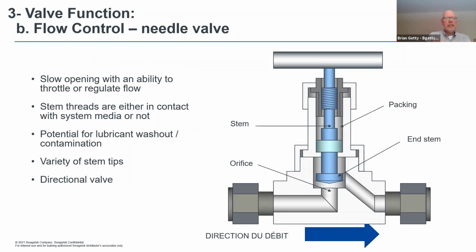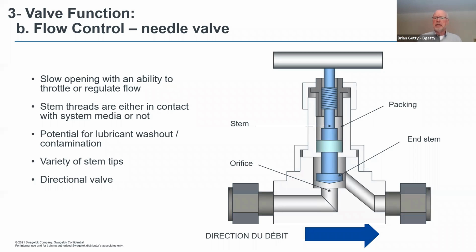I included this just to show you what's going on the inside of a needle valve. Excellent for controlling flow. That's what a needle valve does. It is to control your flows. But some of the things on the inside that I wanted to show you is the location of your threads, the threads that make the valve function. Very, very important. Are they above your packing, or are they below your packing? If they're below your packing, they're in your system media.